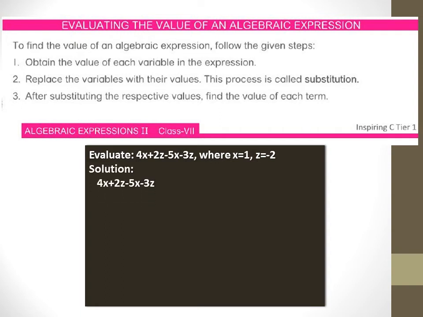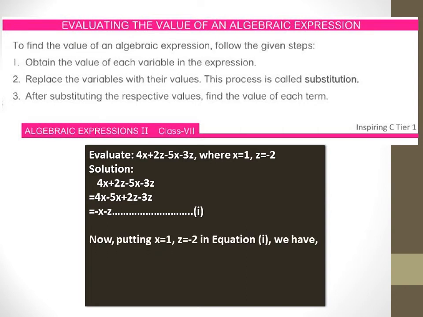First of all, we will write the expression as it is. Then we will rearrange the similar variables together. That means 4x minus 5x plus 2z minus 3z. So 4 minus 5 is minus 1, that is minus x, and 2 minus 3 is minus 1, so it will be minus z. So our new simplified expression will be minus x minus z.